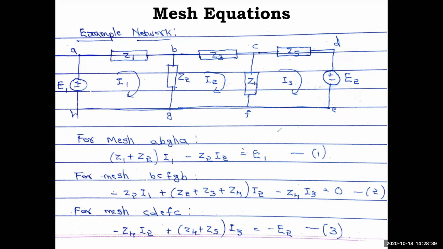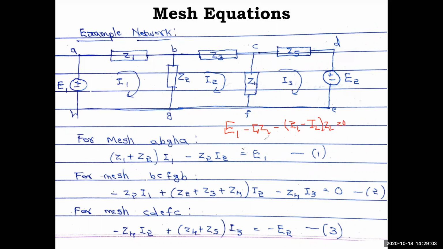So here it is E1. As it is, you write Kirchhoff's voltage law: I1 Z1, then minus only, it is a voltage drop. So I1 with respect to I1, first loop we will write I1 minus I2 Z2 is equal to 0.